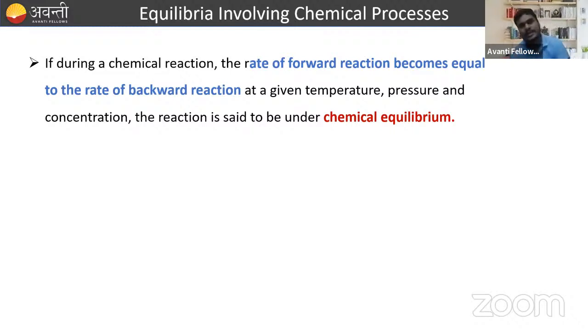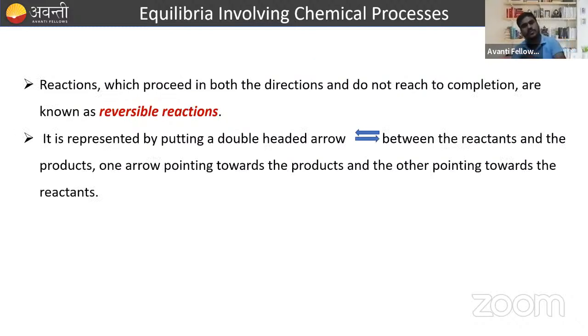So if during a chemical reaction, the rate of the forward reaction becomes equal to the rate of the backward reaction, at a given temperature, pressure, and concentration, the reaction is said to be in chemical equilibrium. Now, equilibrium involving chemical processes: basically, reactions which proceed in both directions and do not reach completion.